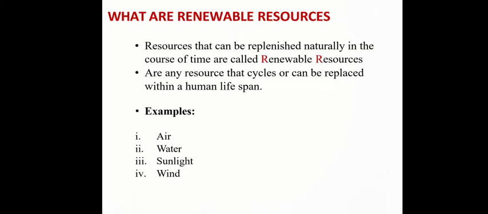Resources that can be replenished naturally in the course of time are called renewable resources, and they are any resources that cycle or can be replaced within a human lifespan. Examples are air, water, sunlight and wind. Some aspects of renewable energy are that it exists perpetually, is ready to harness, and is inexhaustible. It is a clean alternative to fossil fuels.